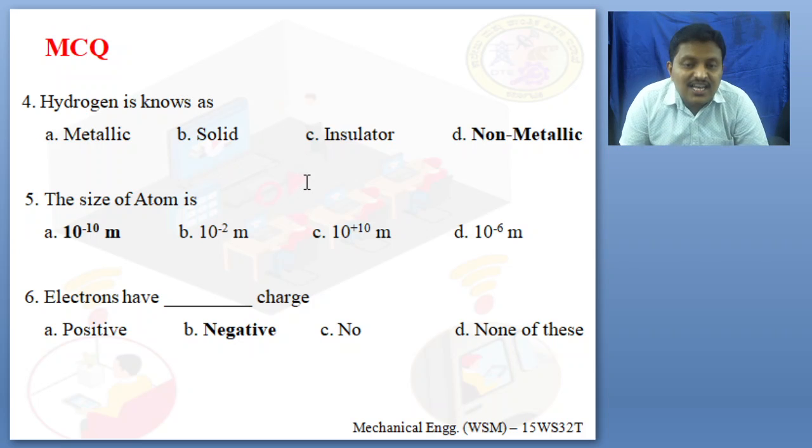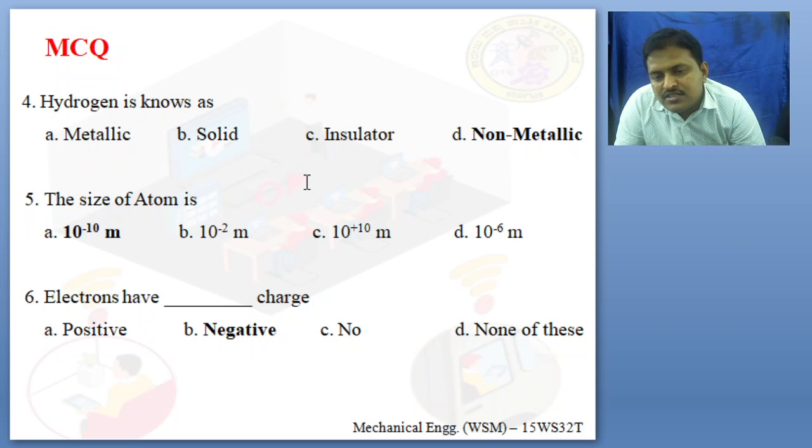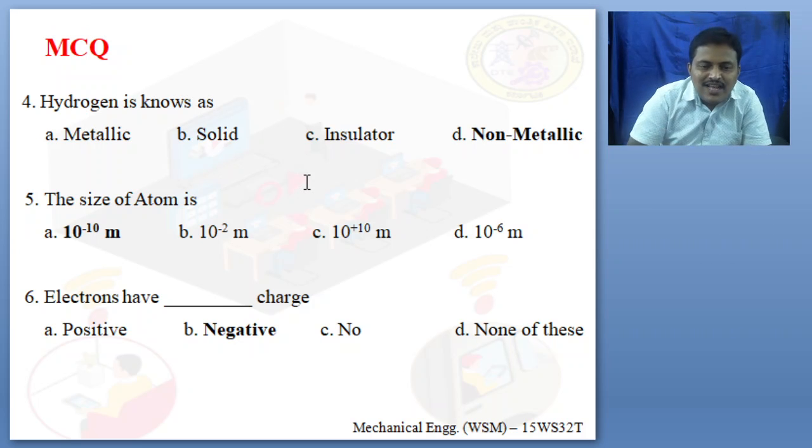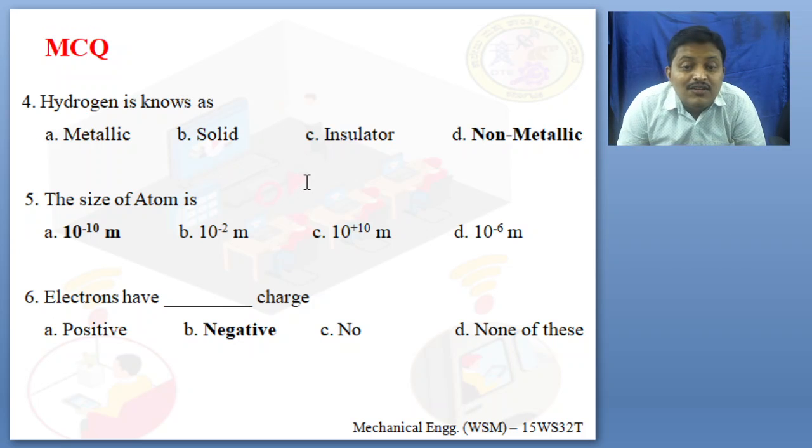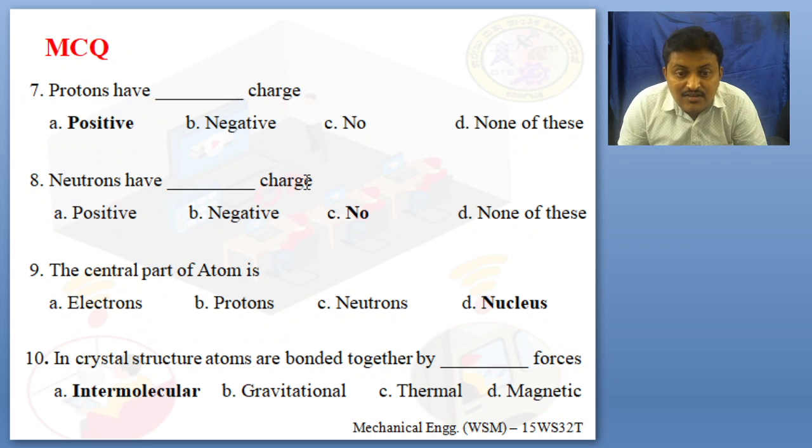Electrons have dash charge. In the atom there are a number of particles. First one is electrons. Electrons have option A positive, option B negative, option C no, option D none of this. What would be the answer, dear students? It is negatively charged. Protons have dash charge. Option A positive, B negative, C no charge, D none of this. What is the answer? Protons are positively charged. Option A is the right answer.